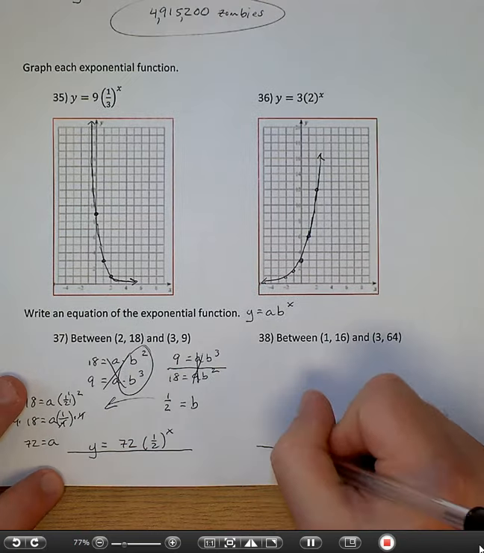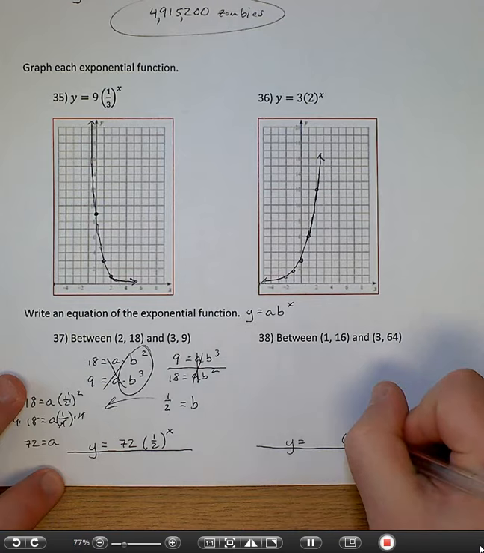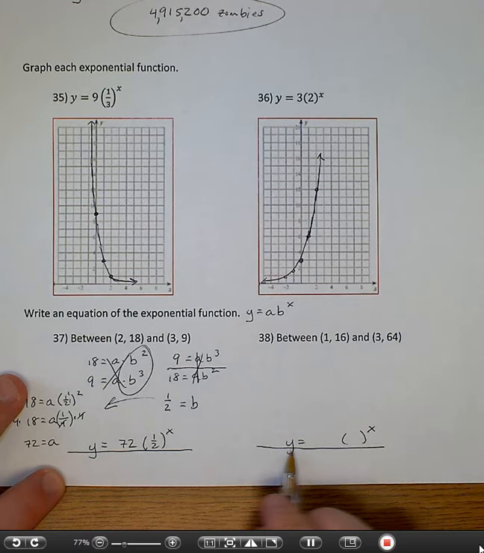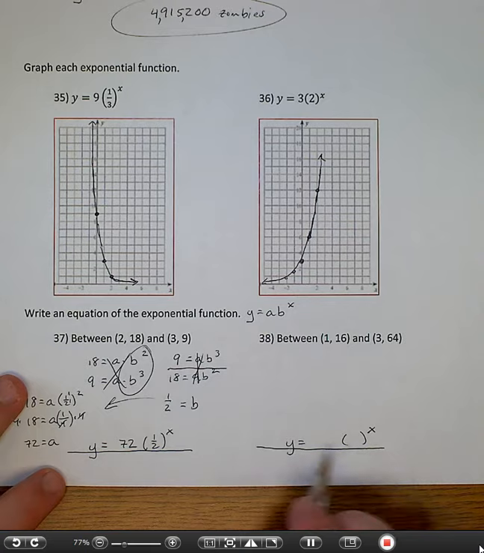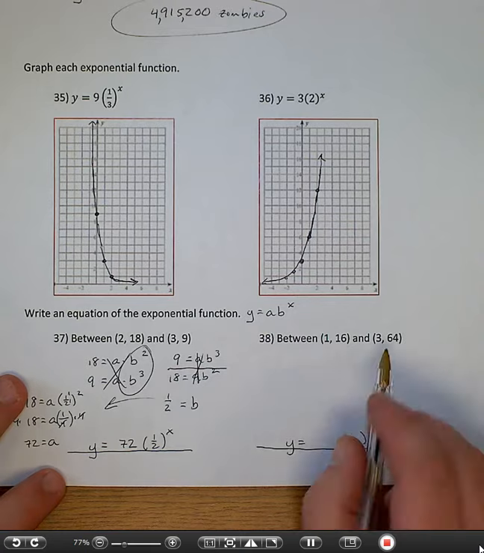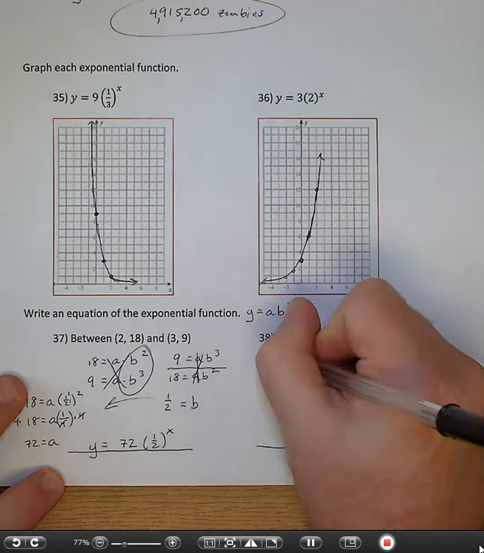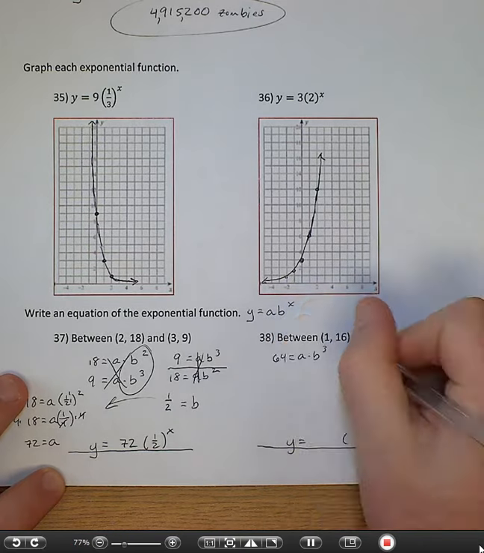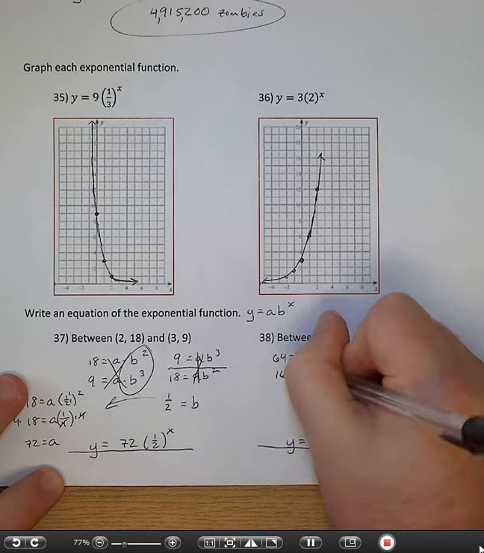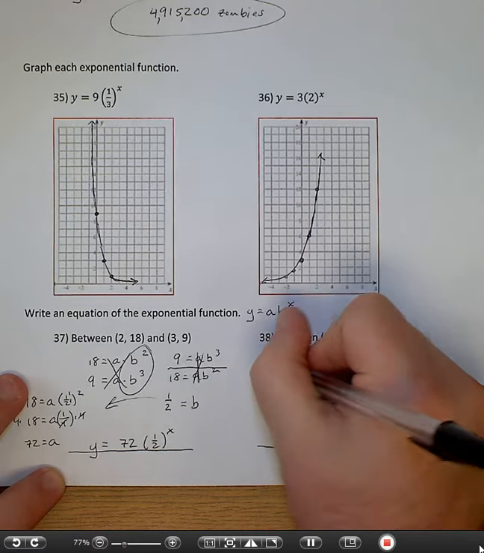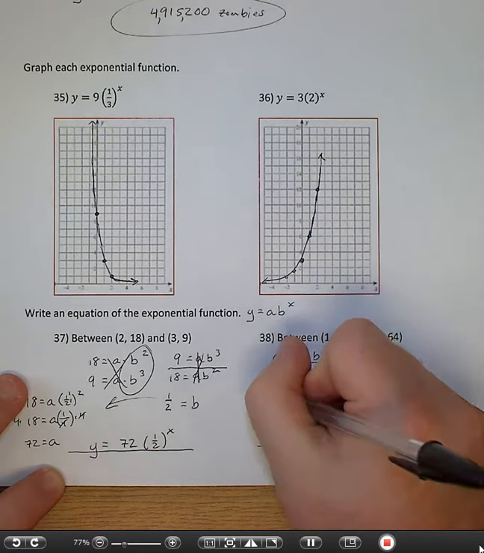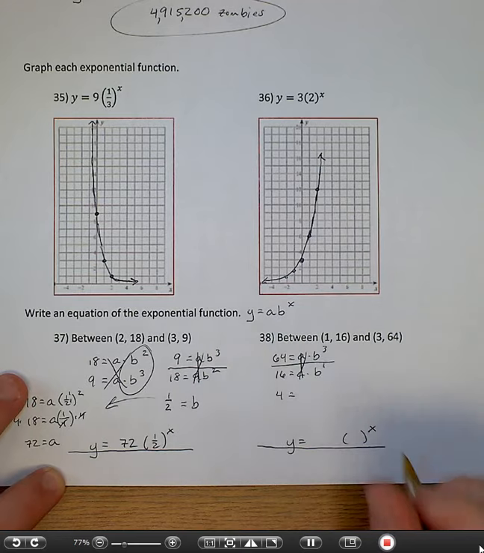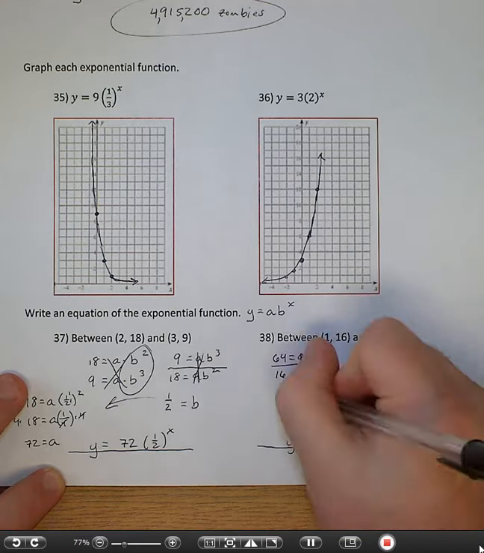Again, I'm going to leave some space here. There's my equation with the blanks left over. That's a, that's b. I'm going to set it up the same way. 64 equals a times b to the third. 16 equals a times b to the first. Divide the two. 64 divided by 16 is 4. A divided by a cancels. There's 2 more b's on top.